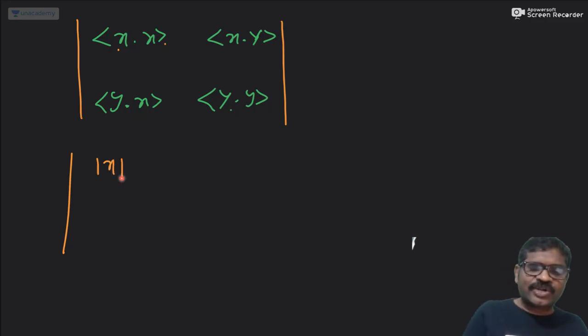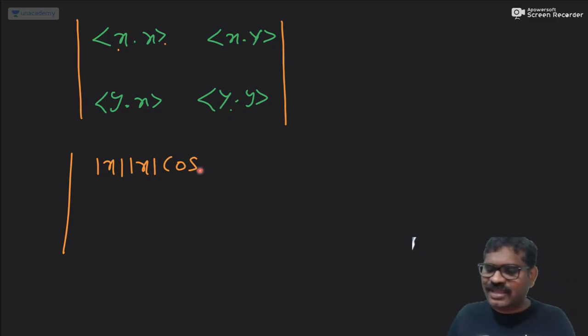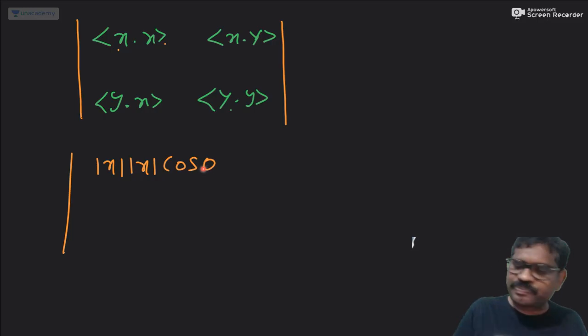Mod x into mod x into cos theta. What is cos theta here? If x is one vector and the other x is also the same vector, then what is the angle? It is 0, right? That's why cos 0.